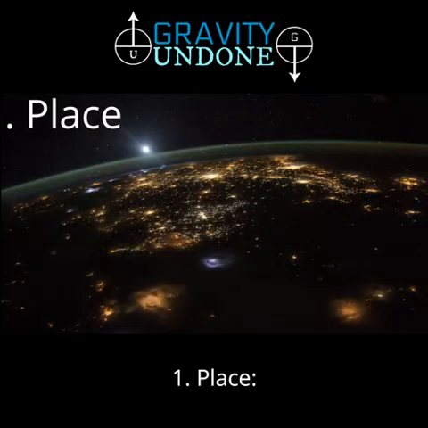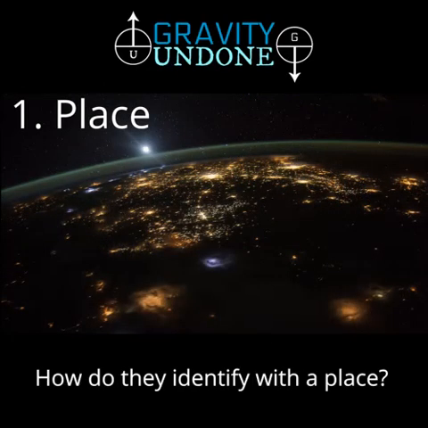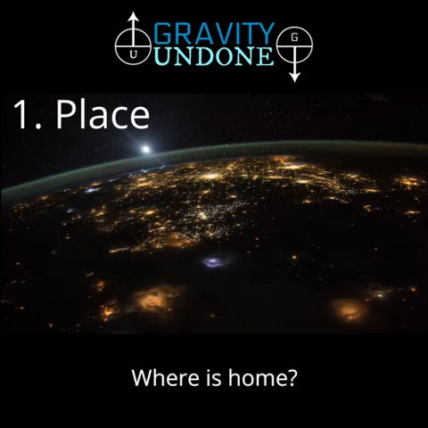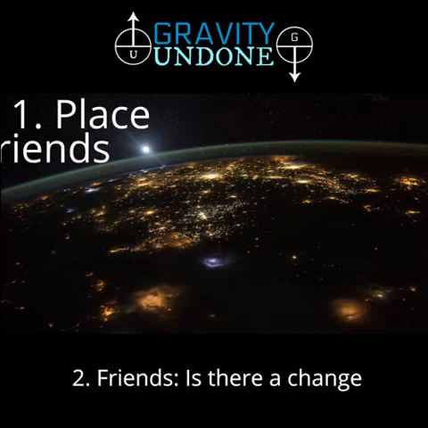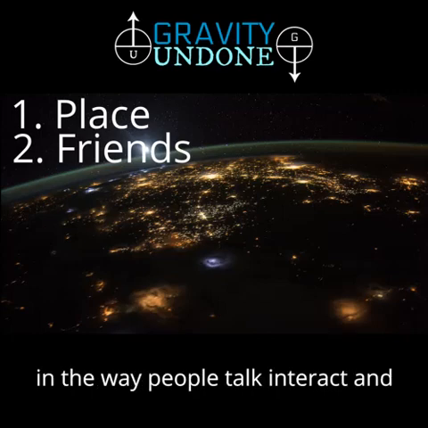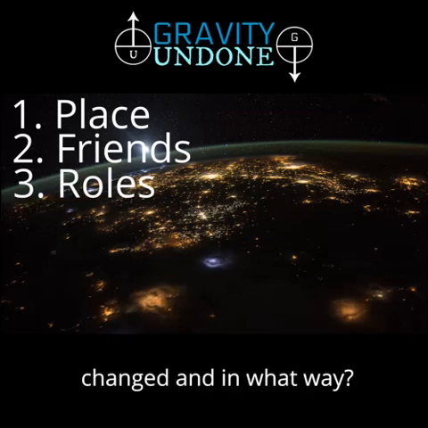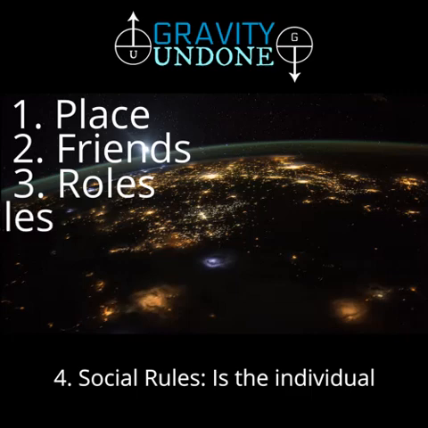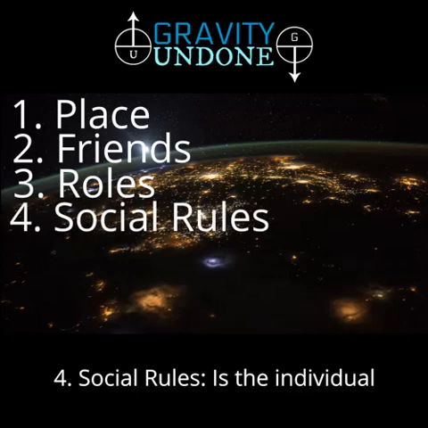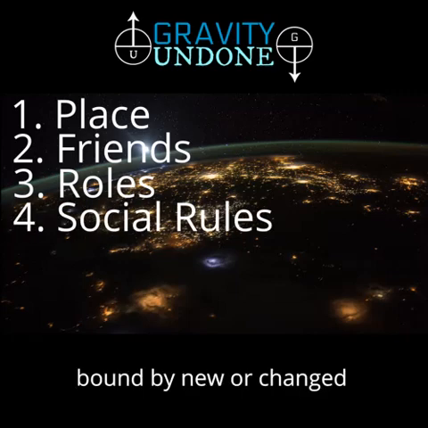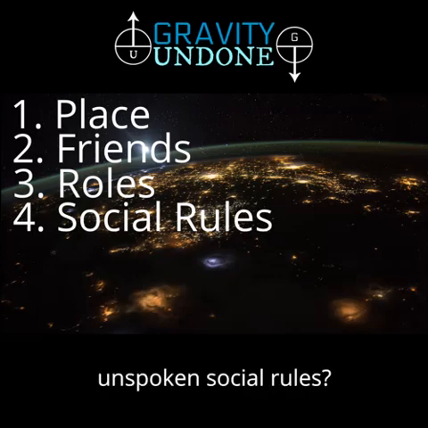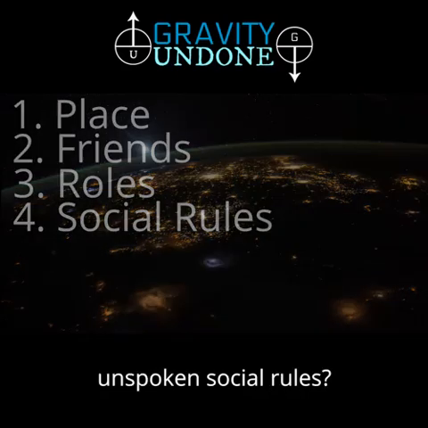1. Place. How do they identify with a place? Where is home? 2. Friends. Is there a change in the way people talk, interact, and become close? 3. Roles. Have the roles of the individual changed, and in what way? 4. Social rules. Is the individual bound by new or changed, unspoken social rules?